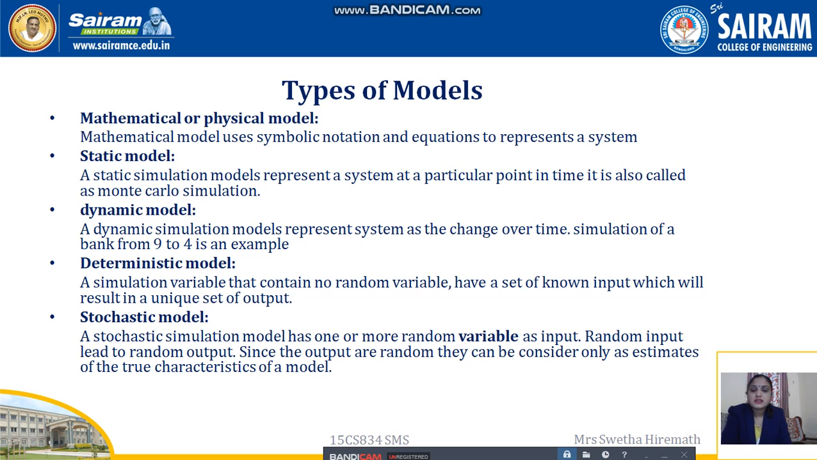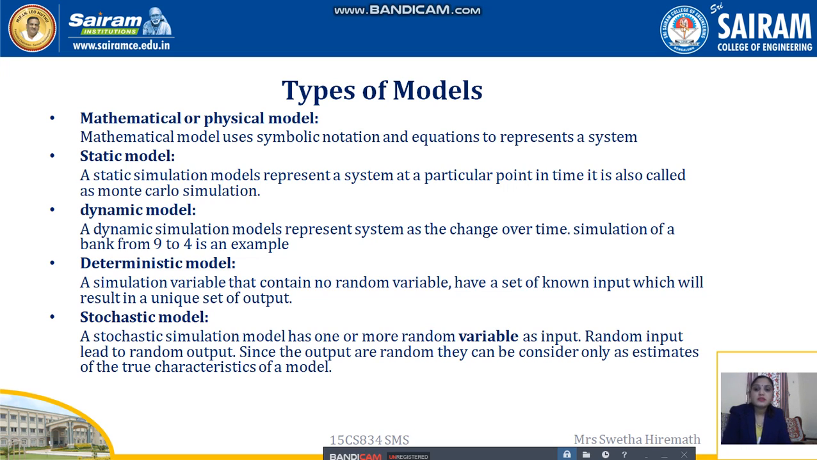A static model means a static simulation model represents a system at a particular point in time. It is called a Monte Carlo simulation. So how the system looks at some particular point of time is nothing but the static simulation model. A dynamic model means a dynamic simulation model represents the system as it changes over time. Simulation of a bank from 9 to 4: what are the changes that occur within the bank system within 9 to 4? That comes under the dynamic model.